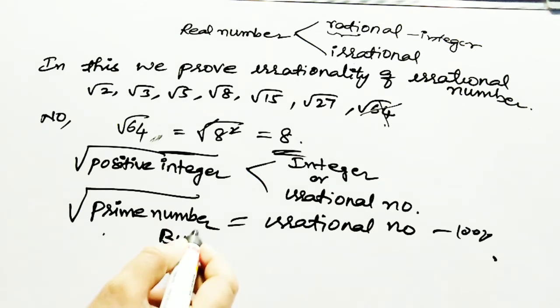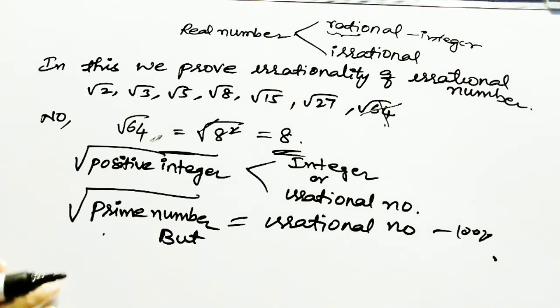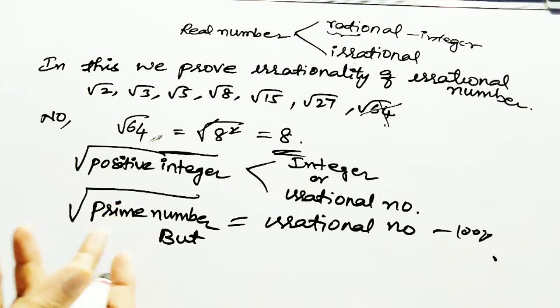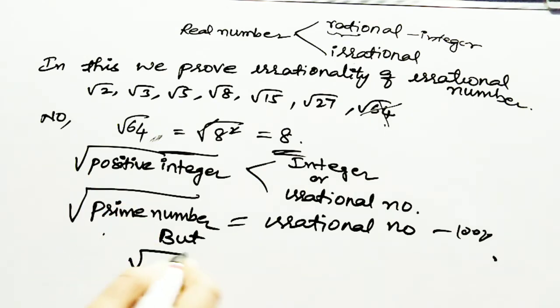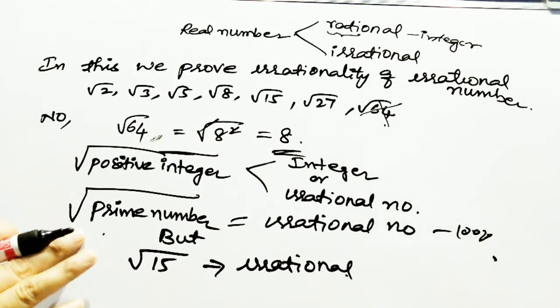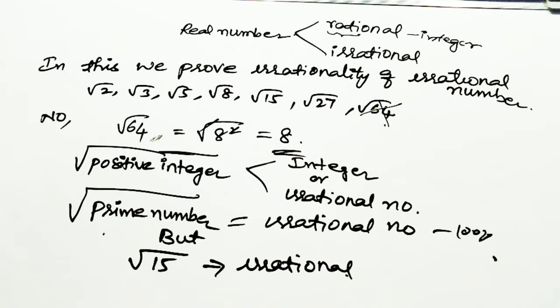But some numbers besides prime numbers can also be irrational numbers. Just take an example, root 15. 15 is not a prime number, but it is an irrational number. The square root of a prime number is a compulsory irrational number, 100%. But some numbers which are not prime but contain a square root will also be irrational numbers.